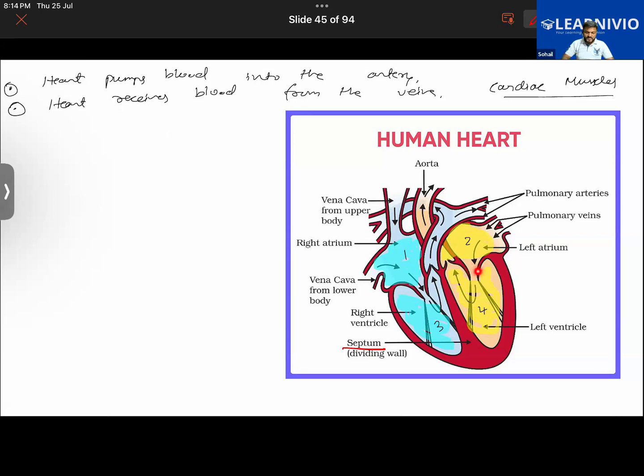So this structure prevents the backflow of blood, no? And what is this structure called? Sir, should I chat in the chat box? Yeah, in the chat box. Suleiman, the previous spelling was correct.